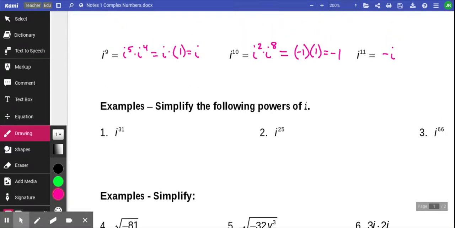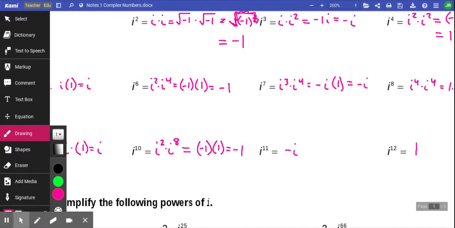All right, so i to the 31st, if you wanted to, you could continue with your pattern. So here would be 12, and then 13, 14, 15, 16, back here to 17, 18, 19, 20, then 21, 22, 23, 24, 25, 26, 27, 28, 29, 30, 31. So we know that this is going to reduce down to be negative i, because when I counted, it didn't take me that long to figure out where it fell in the pattern.